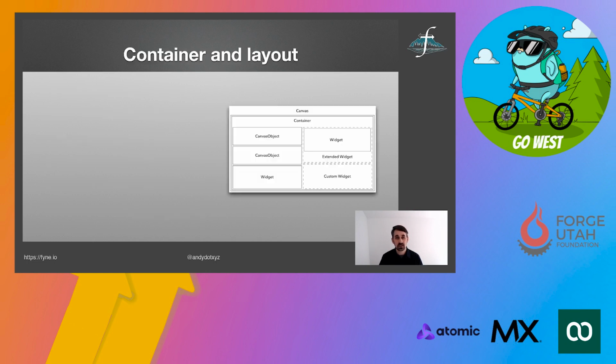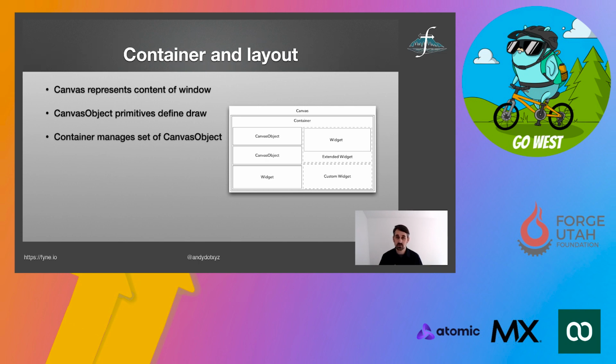So let's look at the canvas containers, how they're laid out, and the items that we can put in them. So like I said, a canvas is the content of a window, and to make it show anything, we're going to want to put some content inside it. The canvas objects there are both the primitive elements, but also the base object type for everything that we can put in our window. So we could place a canvas object there, or we could choose to combine them using a container. This is what allows us to put more than one element into the space available.